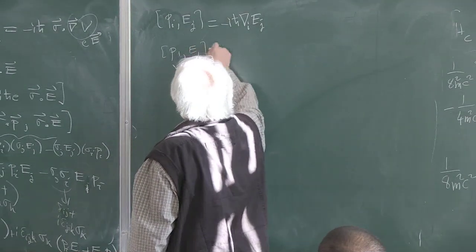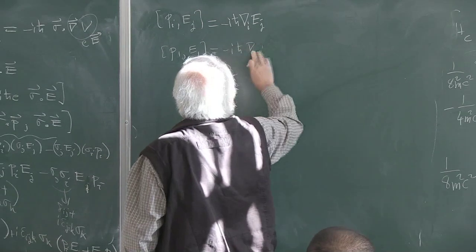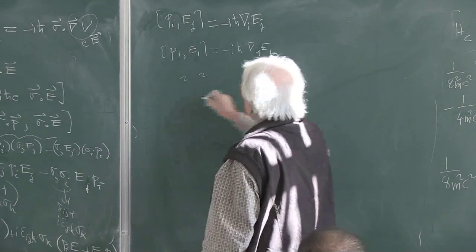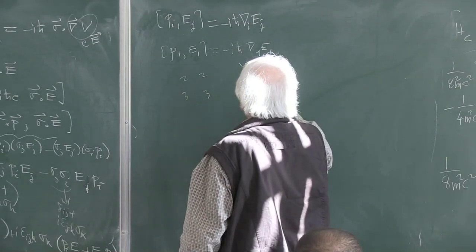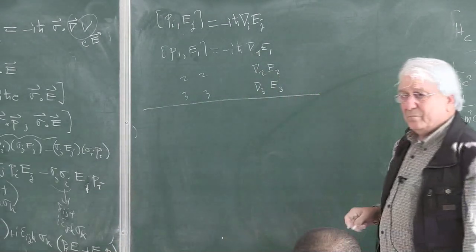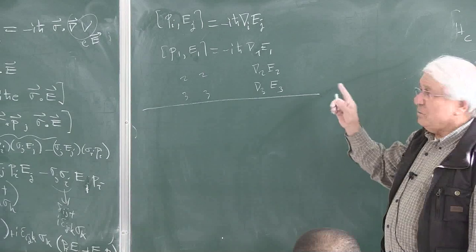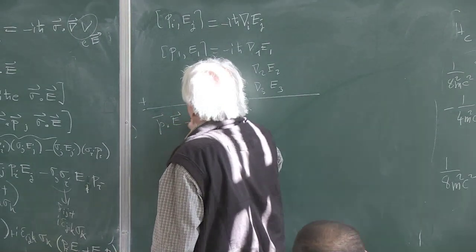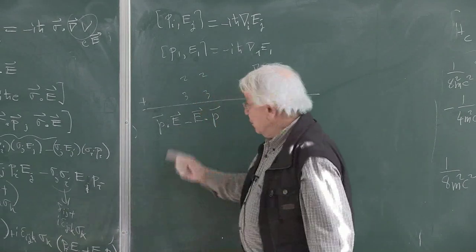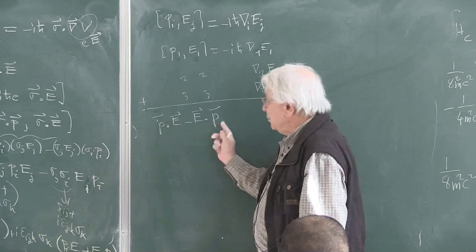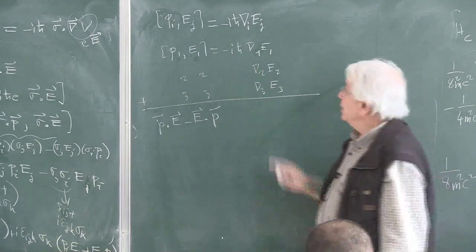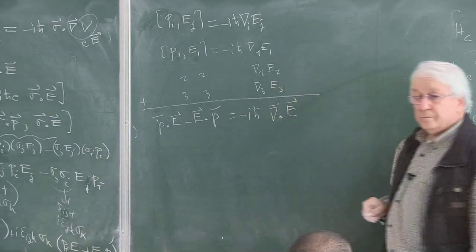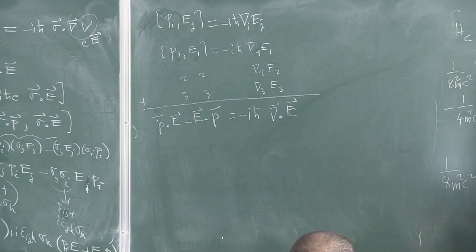p1E1 is minus i h bar d1 E1. And similarly, 2 and 2, d2 E2, 3 and 3, d3 E3. If I now sum, do I get the p dot E minus E dot p? Indeed I do. This gives me p dot E minus E dot p. Why? Because p1E1 plus p2E2 plus p3E3 minus E1p1 and so on, that's the summation of these three, which gives me on the right-hand side minus i h bar del dot E. Okay, very good.